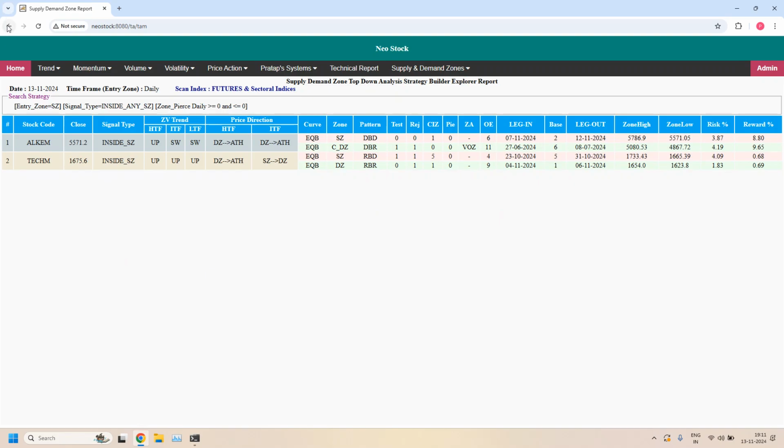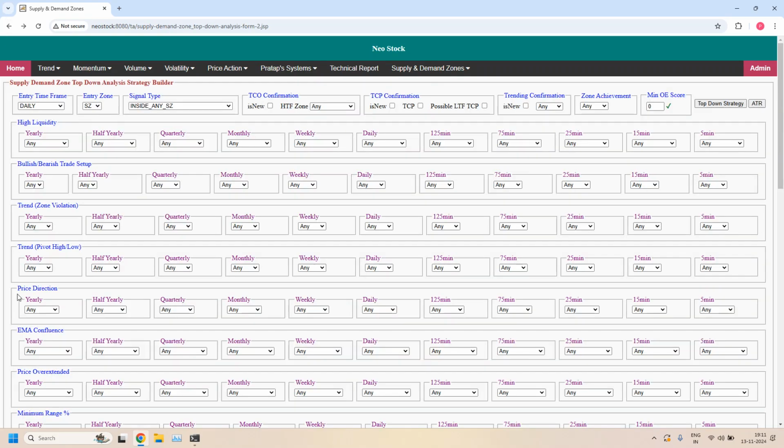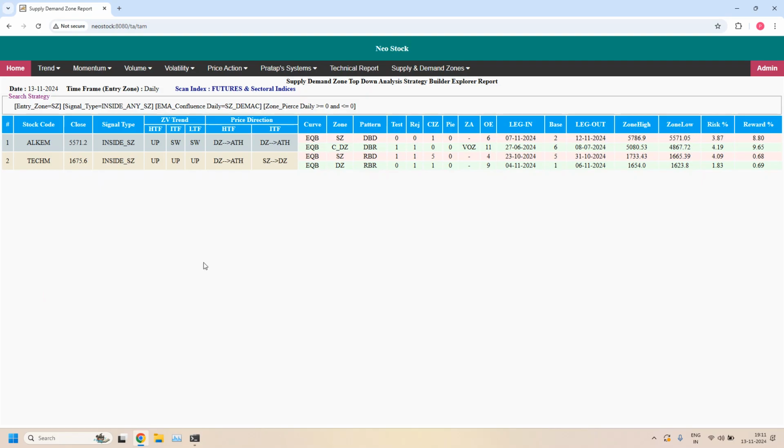Are any of these stocks having daily EMA Confluence? Let's verify. In the EMA Confluence, daily time frame, daily supply zone with daily EMA Confluence. Both the stocks are having it, but the first one you should not consider because the LTF, that means daily, trend is sideways. EMA Confluence does not add any extra advantage. So this is an uptrend with EMA Confluence supply zone. But this is a supply zone in an uptrend, so only counter trend related trade setups you should plan.